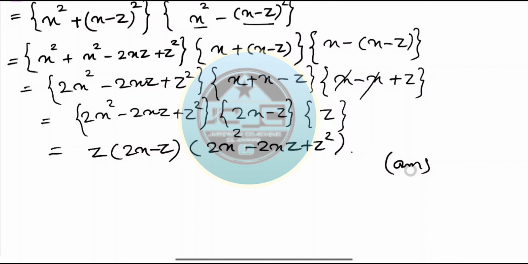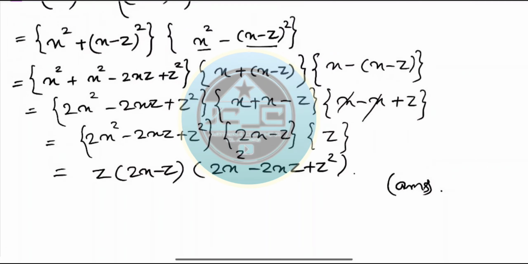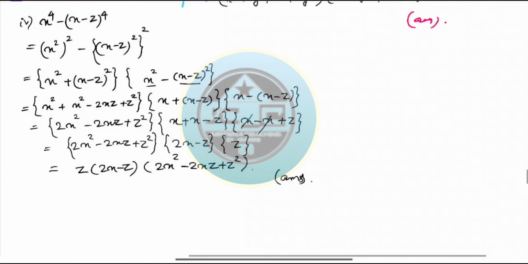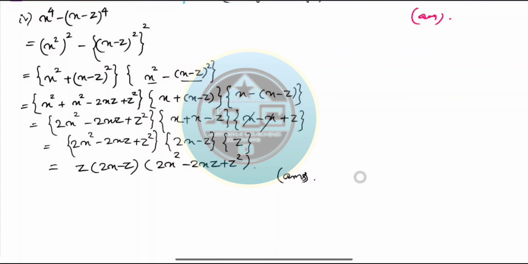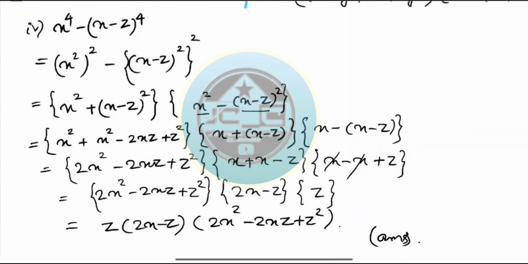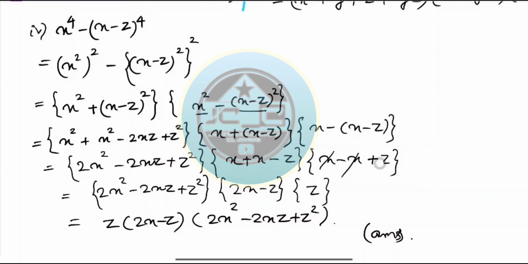Don't get confused. Easily you can pause this video and write this answer, right? Very easily. All the basic formulae and basic identities have been used here. Now let's move to the fifth one.